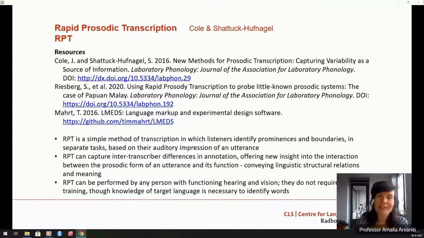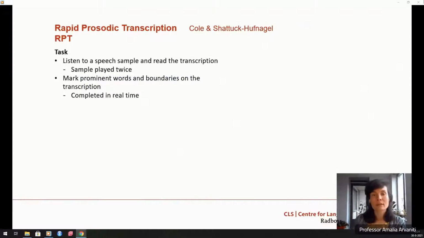And in RPT's favour, it can be performed by any person with functioning hearing and vision, and transcribers do not need training. They only need knowledge of the target language, and this is to be able to identify relevant words. Let's take a look at how it works. The RPT method is relatively simple for the transcriber. And for the researchers, Tim Mart has developed a software to present the speech samples in a fashion appropriate for RPT, which you can download from his GitHub, and the link is on the previous slide.